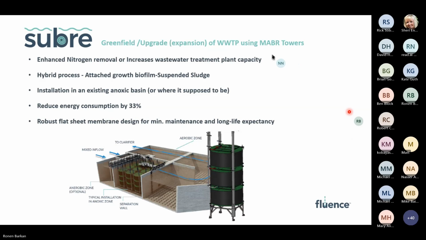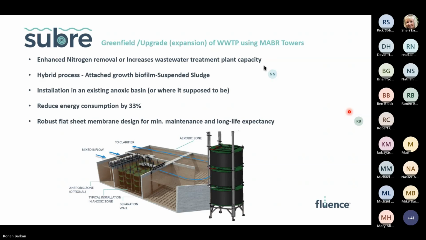SUBRE is a hybrid process made of attached growth biofilm, our MABR, and suspended activated sludge, which is mostly the usual process that most of you know. We're taking the advantages of each of the processes and combining them together. The installation happens in an existing basin, if this is an existing plant, or where it's supposed to be called the anoxic basin. It's not called anoxic anymore, it's called the SUBRE basin. I will show some graphics in the next slide showing the entire process and key points in the process design.